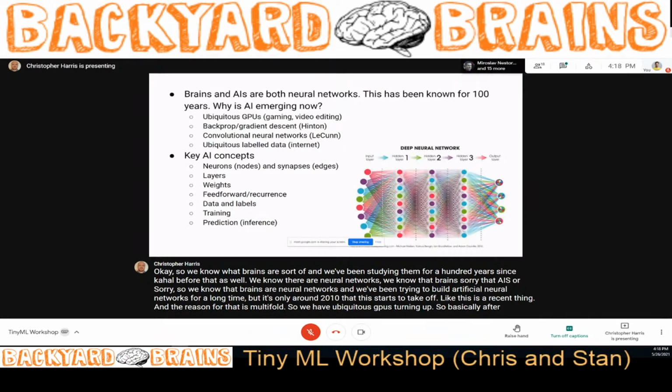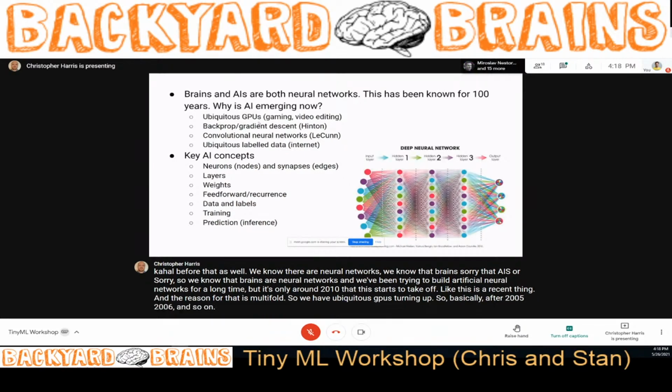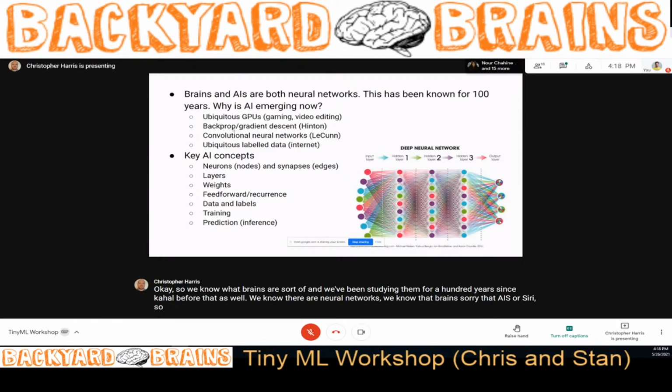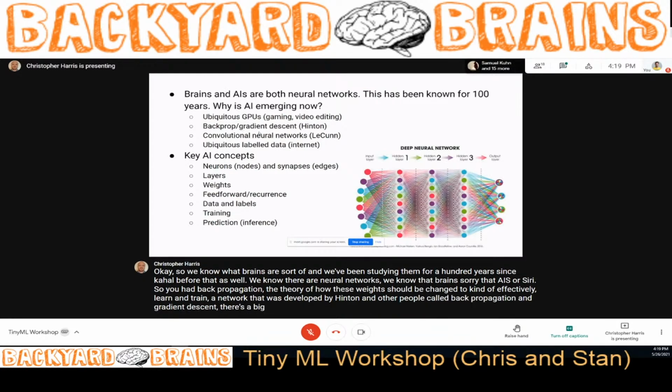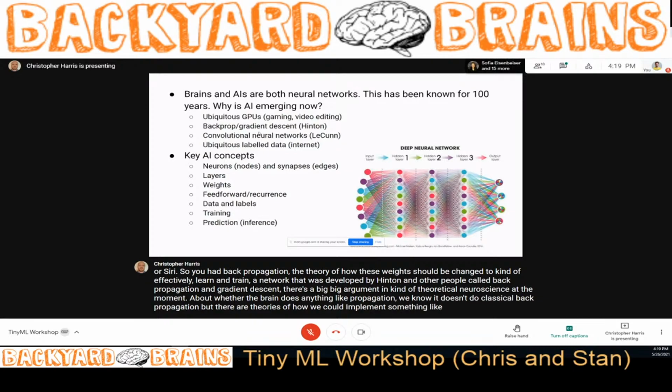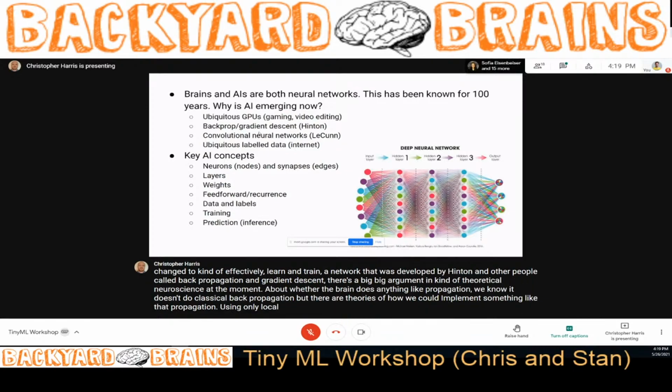processing capability. There were also some important developments in theory. So you had backpropagation, the theory of how these weights should be changed to effectively learn and train a network. That was developed by Hinton and other people. It's called backpropagation and gradient descent. There's a big argument in theoretical neuroscience at the moment about whether the brain does anything like backpropagation. We know it doesn't do classical backpropagation, but there are theories of how we could implement something like backpropagation using only local computation. Yeah. Can you explain?